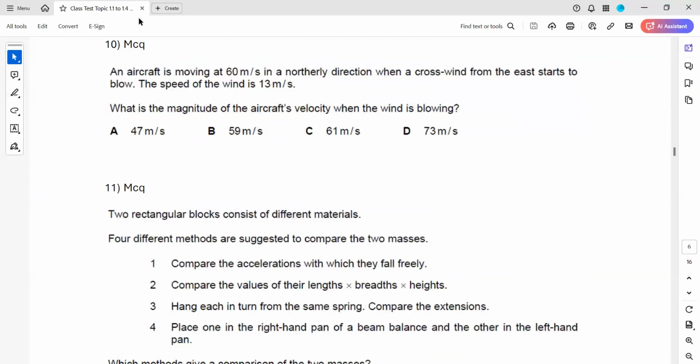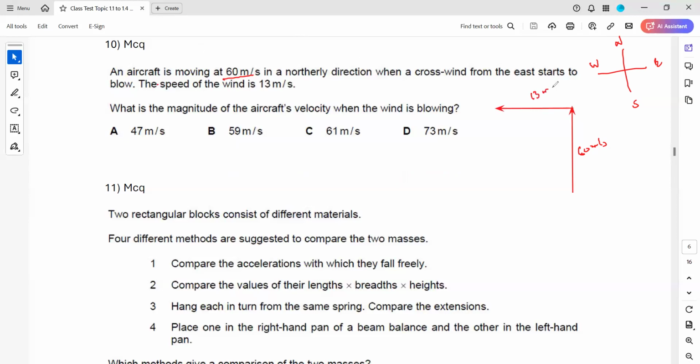Question 10. An aircraft is moving at 60 meters per second in the direction of north. So we have the compass here: north, south, east, west. An aircraft moving in the direction of north, 60 meters per second. And a crosswind is there from the east, like a crosswind from the east starts to blow. So the crosswind is from the east, not towards east; it starts from east, so it means it is moving towards west with a speed of 13.